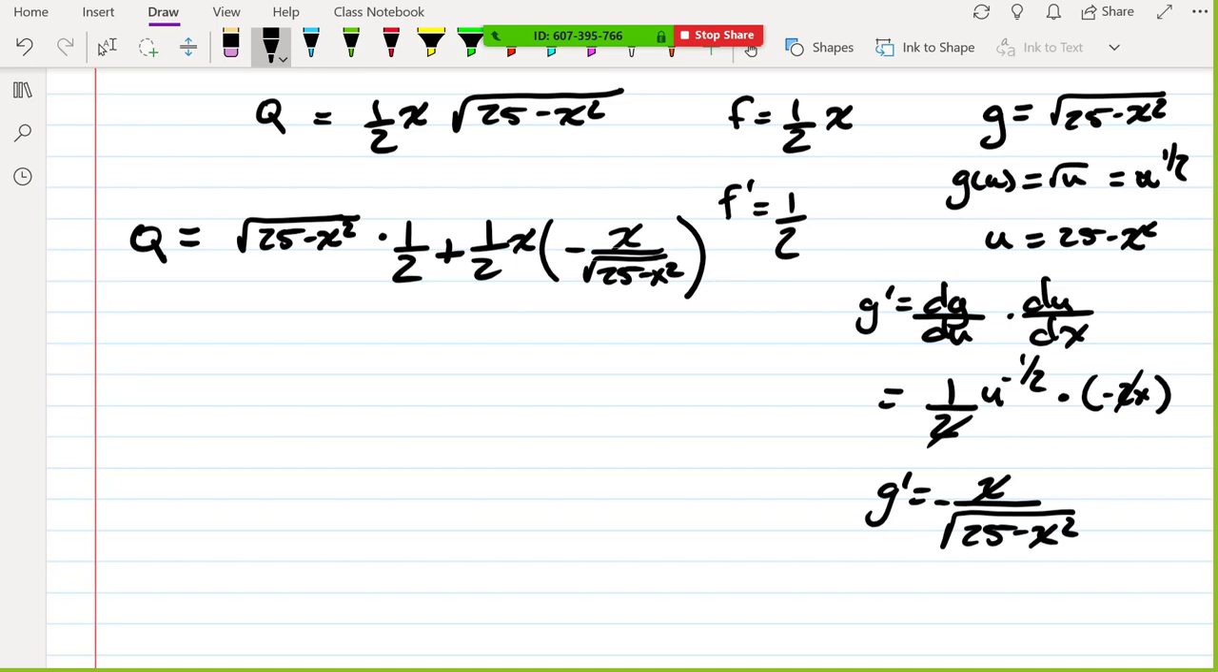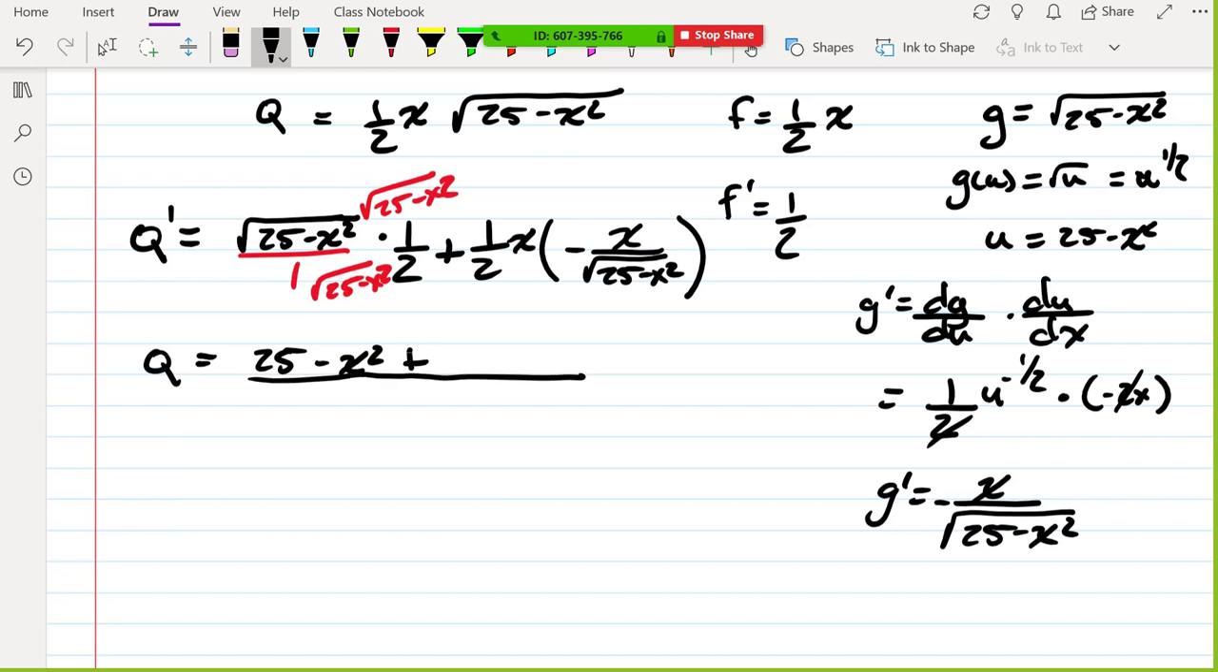So now getting a common denominator, we have a 2 in both denominators, but we need to get the square root of 25 minus x squared, so we can make this a fraction over 1 and multiply both the top and the bottom by the square root of 25 minus x squared. So in our numerator there, we're going to get the square root of 25 minus x squared times the square root of 25 minus x squared, which is just 25 minus x squared.